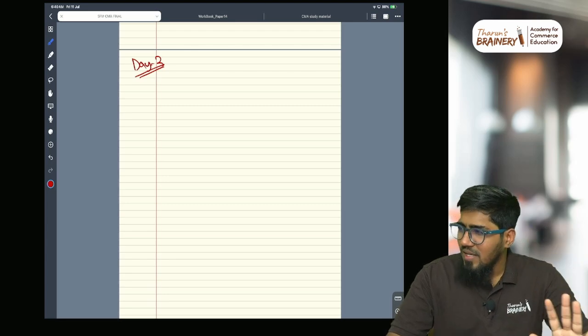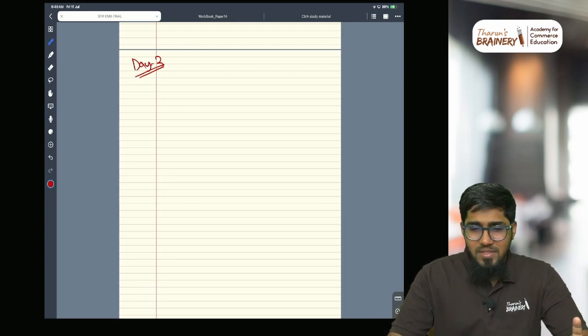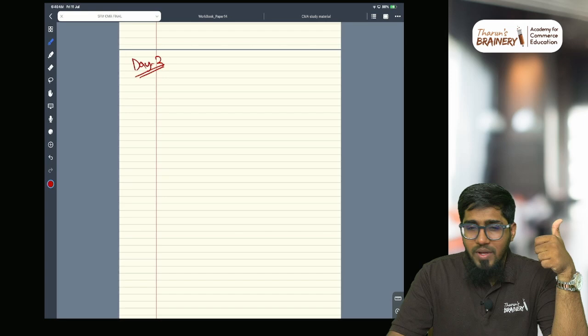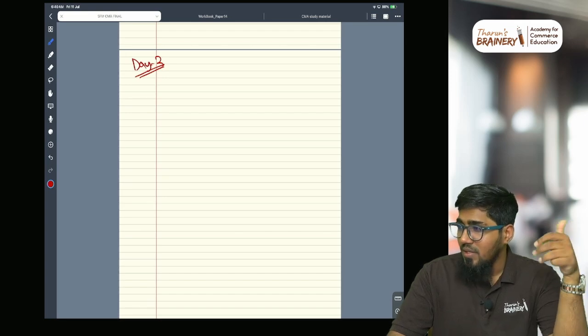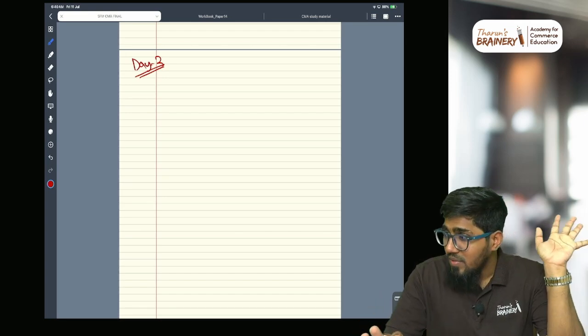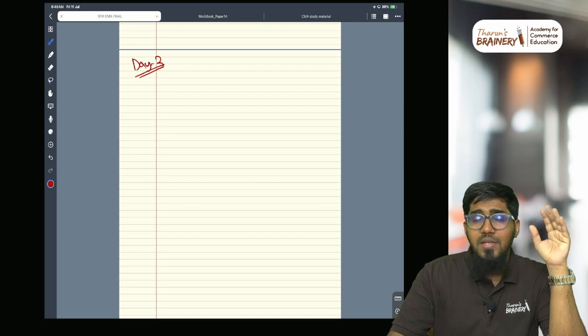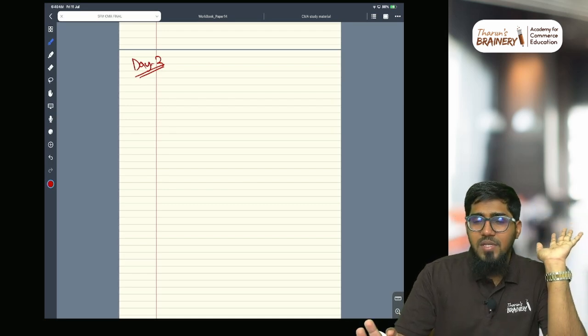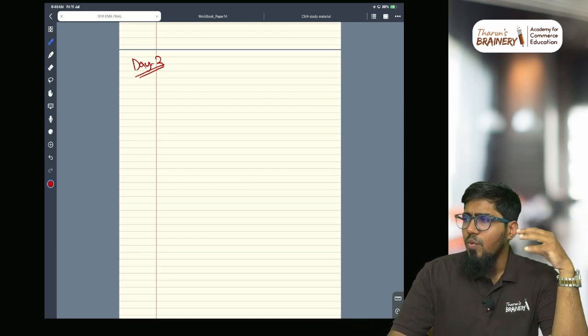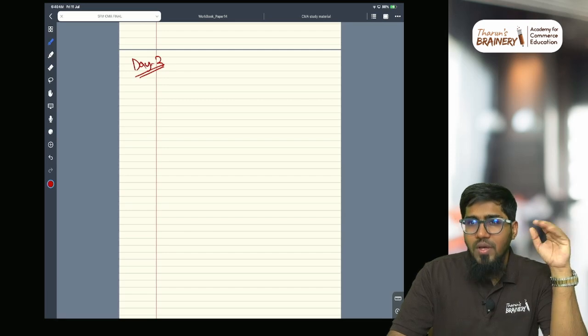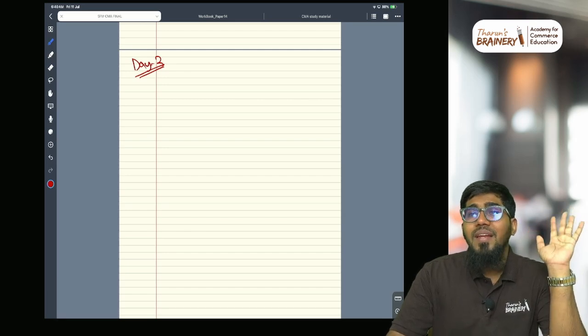In yesterday's class, we discussed the basics. First, what is financial management? Management of money. That is what financial management is for any business. We are not talking about personal finance. So management of money for any business is financial management. What will we do in financial management? We will be taking decisions.